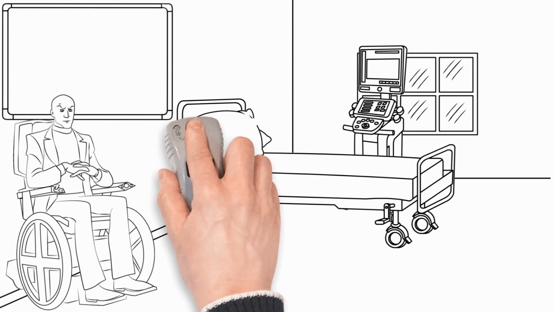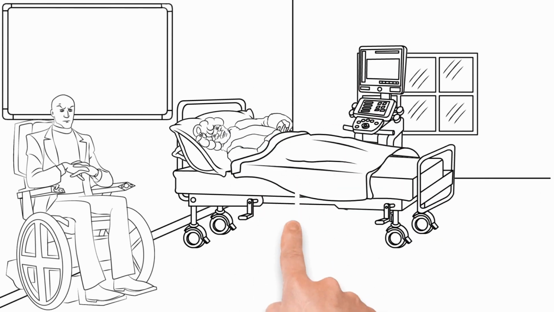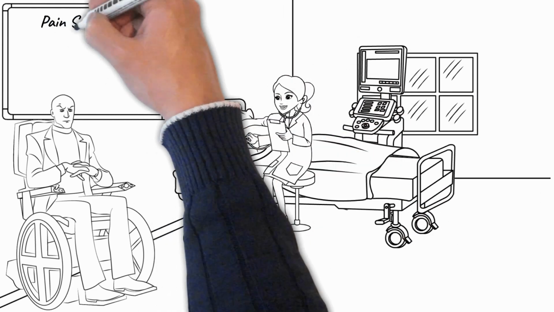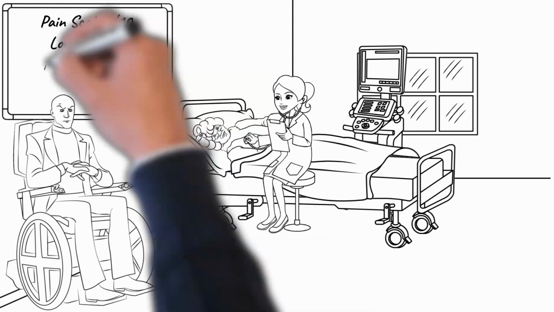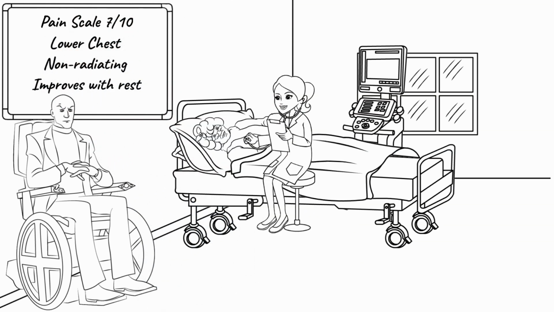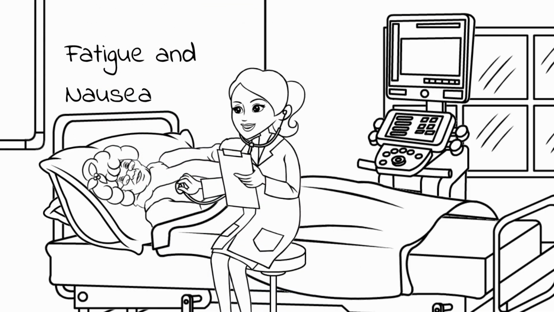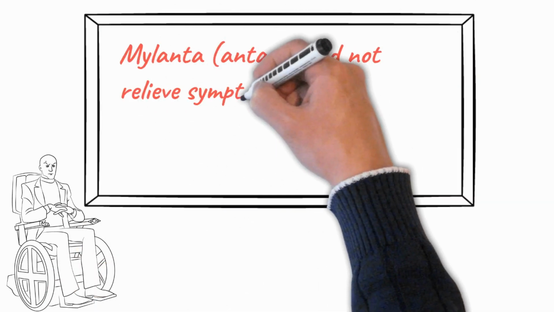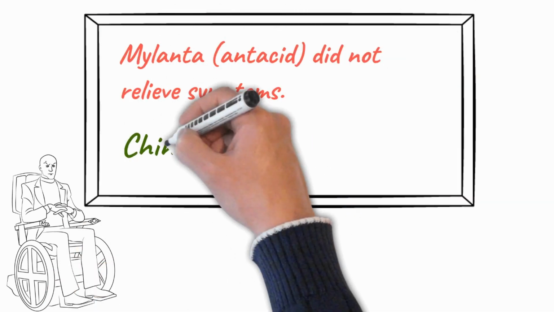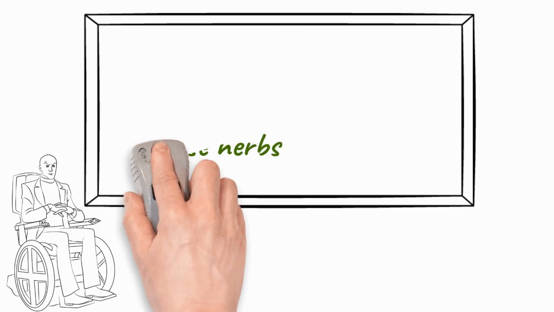She describes the current episode beginning early this morning, with similar episodes over the last month. The pain is to the lower chest, non-radiating, feels like an elephant sitting on her chest, and she rates it at 7 out of 10 on a pain scale. The pain seems to improve with rest, nothing makes it worse, and has been intermittent since it began. With this, she is also experiencing fatigue and nausea. In previous episodes, Mrs. M would take Mylanta, however she noticed no improvement after taking Mylanta today. Additionally, she has been taking Chinese herbs to try to remedy the pain.